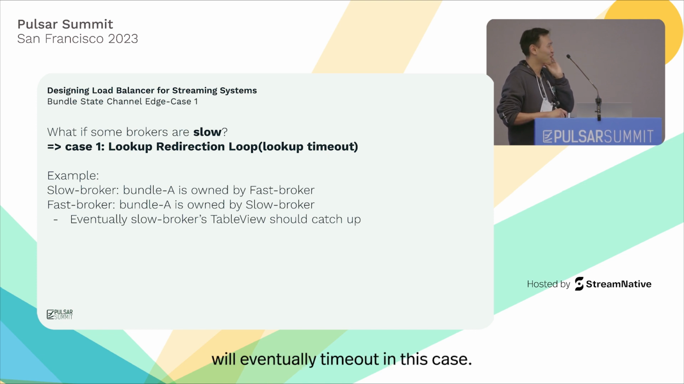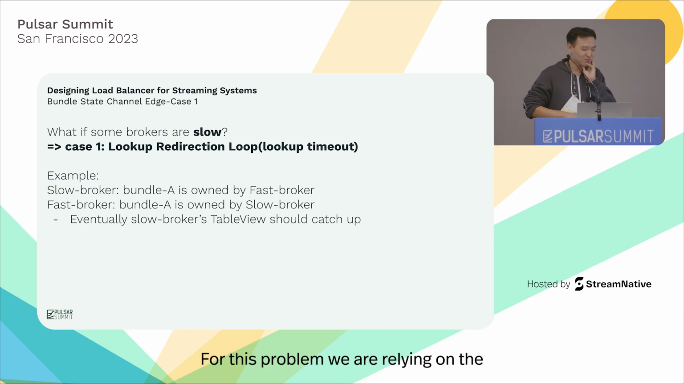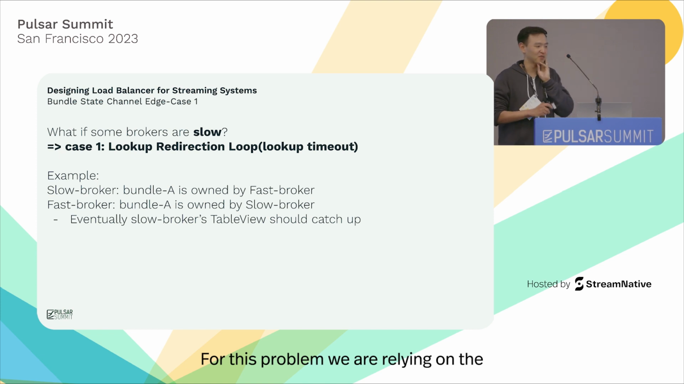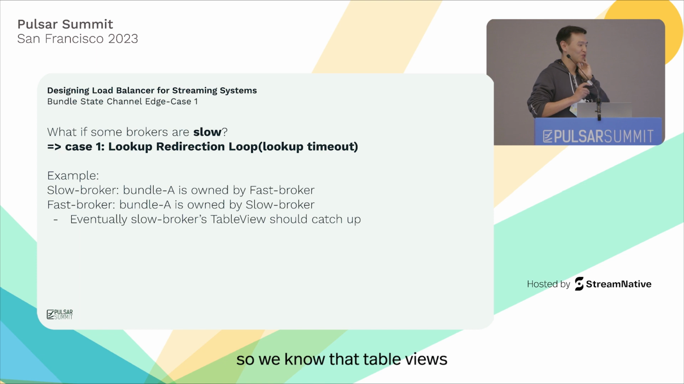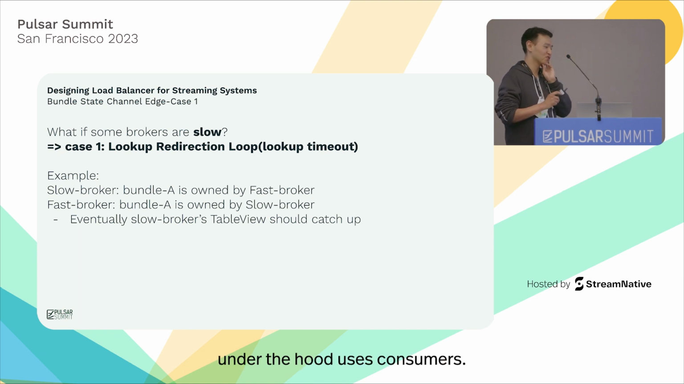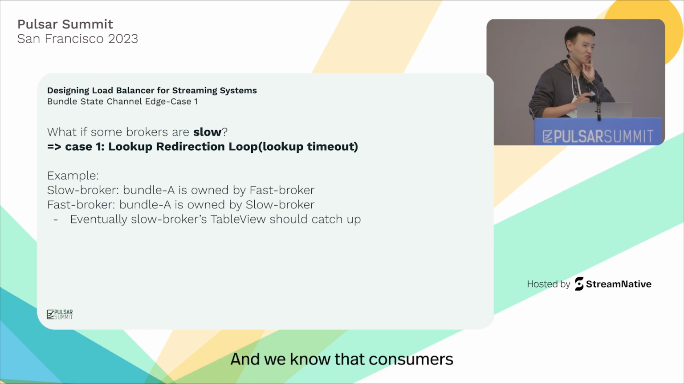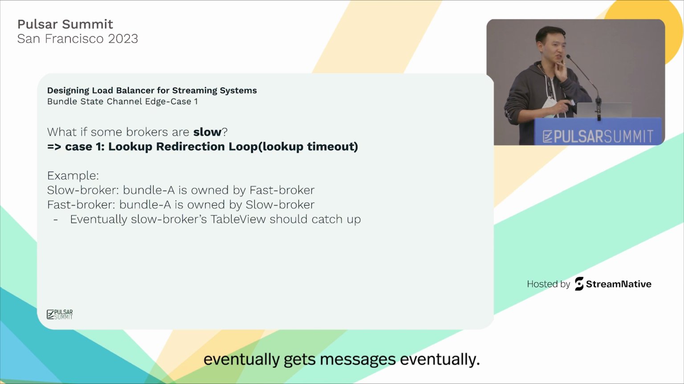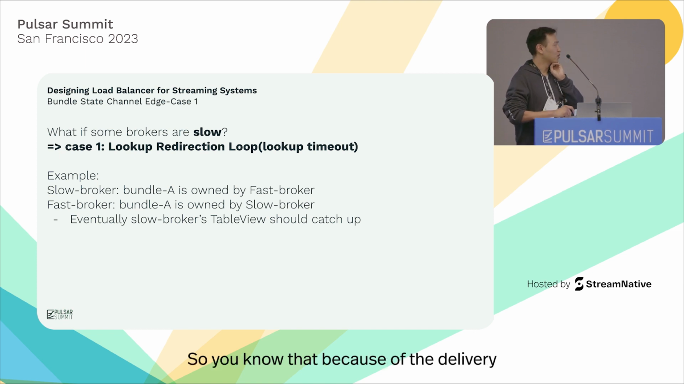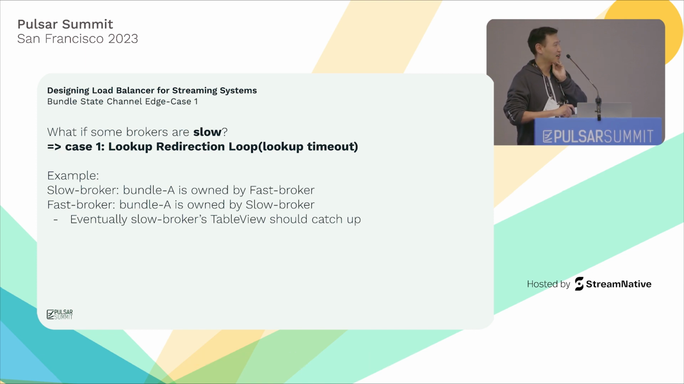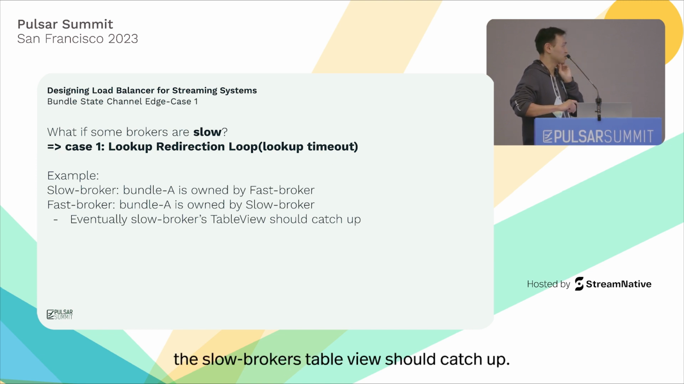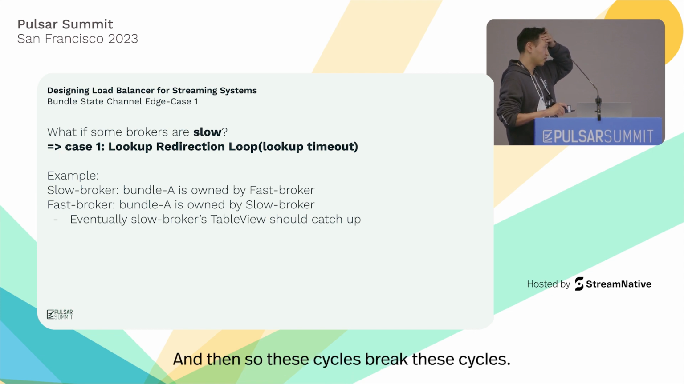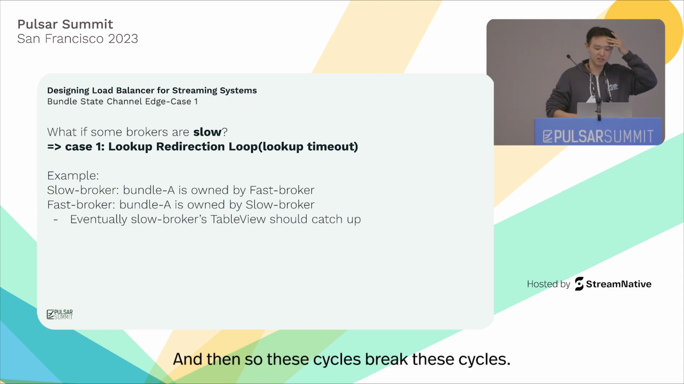So for this problem, we are relying on the message delivery property of Pulsar. We know that table views under the hood use consumers, and we know that consumers eventually get messages. So because of the Pulsar delivery property, eventually the slow broker's table view should catch up and break these cycles.